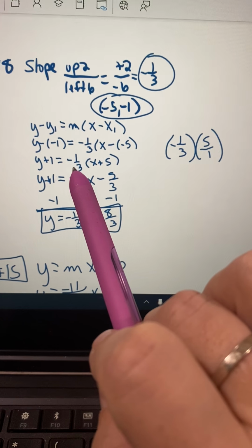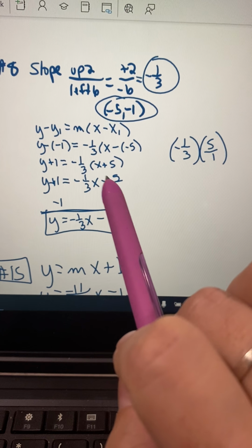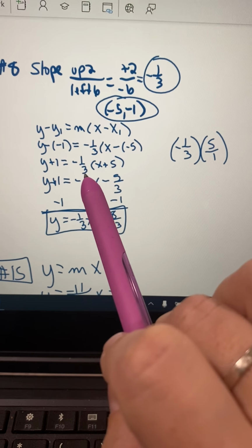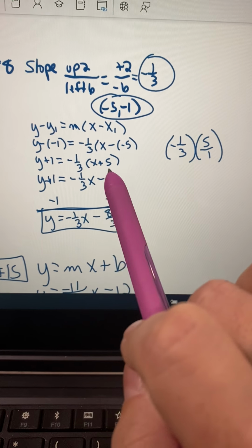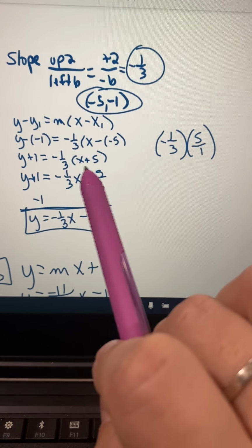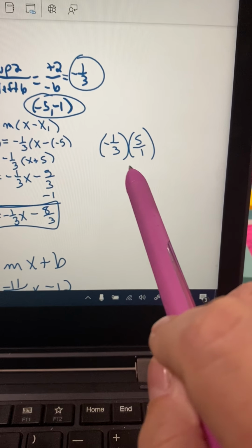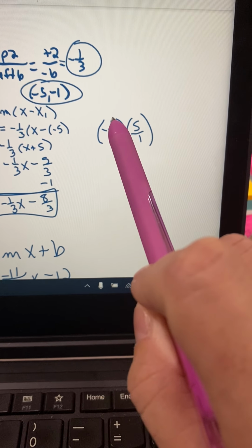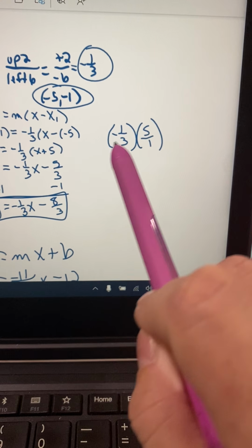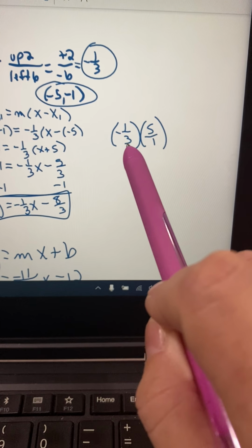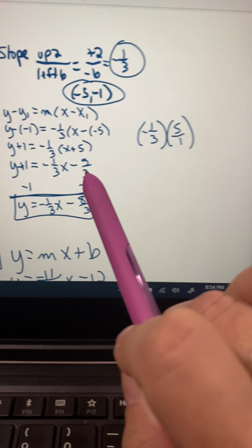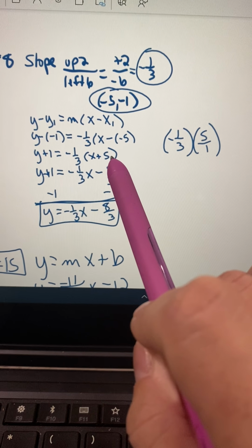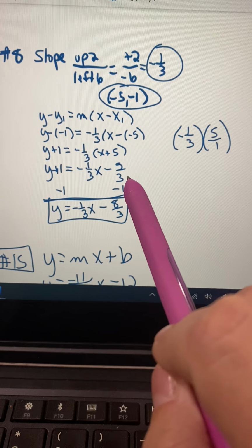On this side, I distributed the negative 1/3 to both terms in the parentheses, negative 1/3 x, and then when I multiplied negative 1/3 times 5, I want to show you over here, it's pretty easy. Top times top, bottom times bottom. So this is negative 1 times 5, which gives me the negative 5. 3 times 1 gives me 3. So negative 1/3 times 5 gives me negative 5/3.